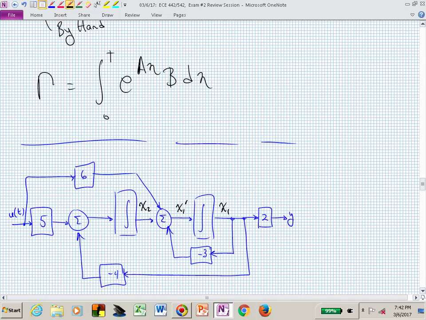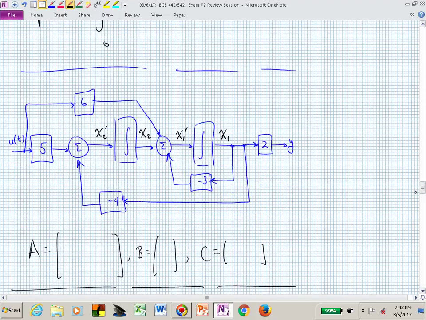If the output of the second or the leftmost integrator is x sub 2, then the input to that integrator must be x sub 2 prime. And now you should be able to populate the A, the B, the C. What's the D matrix? What's the matrix that directly connects the input U to the output Y? 0. There is no direct connection. There could have been, but there is not in this example.